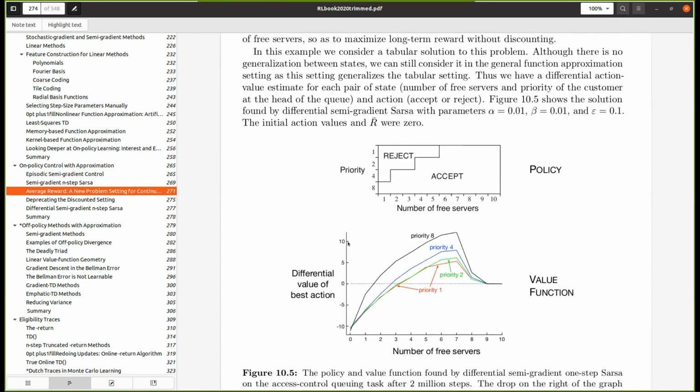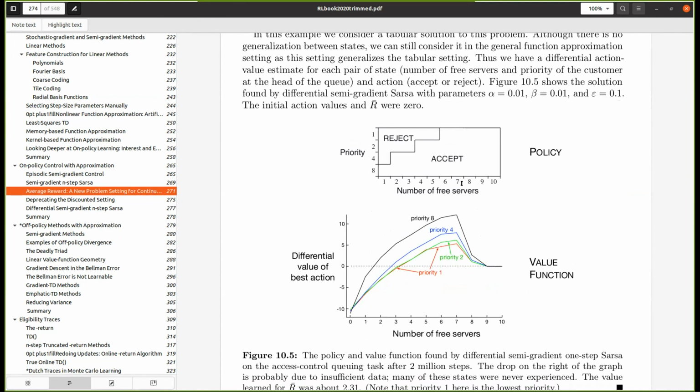And here you can see the decision, so the policy learned by this action value function. In this case, you can see that we used the tabular formulation of a problem, right? But as a tabular formulation is just a case of a function approximation when we have no generalization between states, we can again apply the same differential formulation with semi-gradient updates, right? And so these values were obtained using this differential formulation with semi-gradient updates.